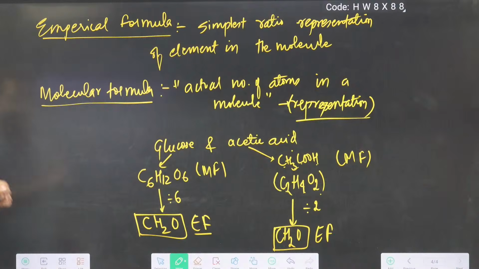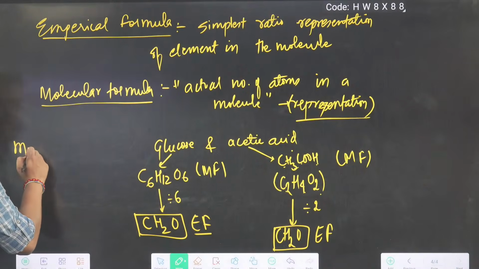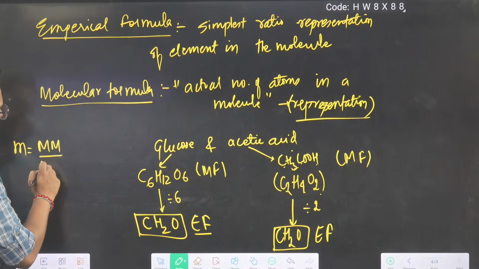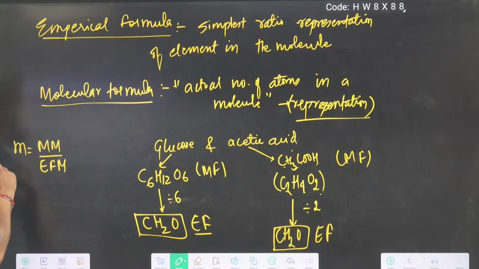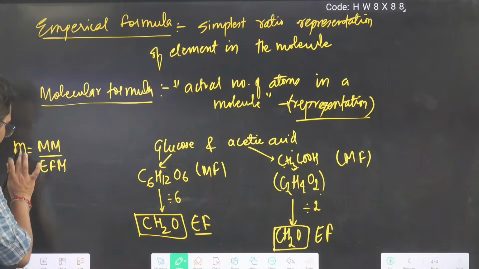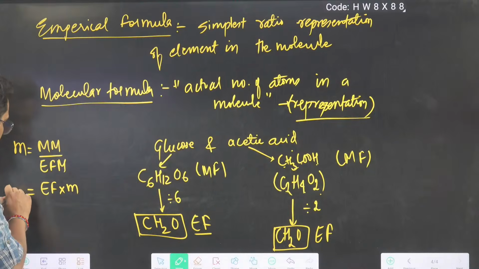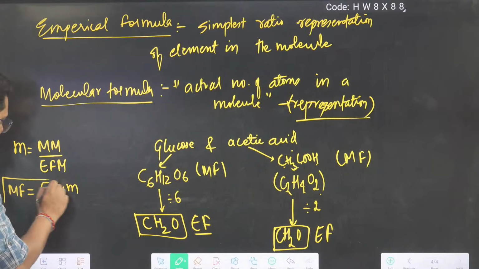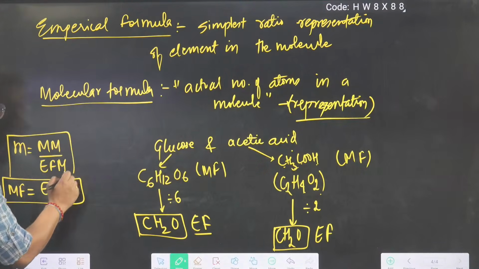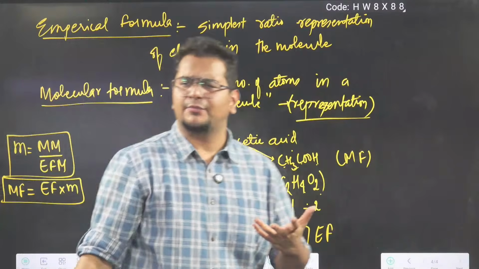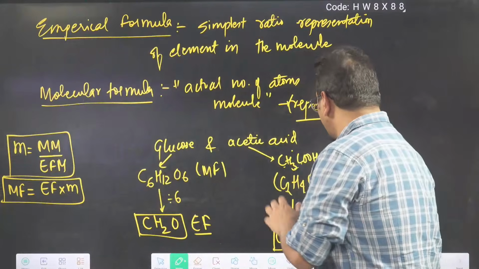There is one more number that comes, that is M. M is molecular mass by empirical formula mass. And when you multiply the empirical formula with M, you will get the molecular formula. So this ratio M is molecular mass by empirical formula mass. One example I can give you.